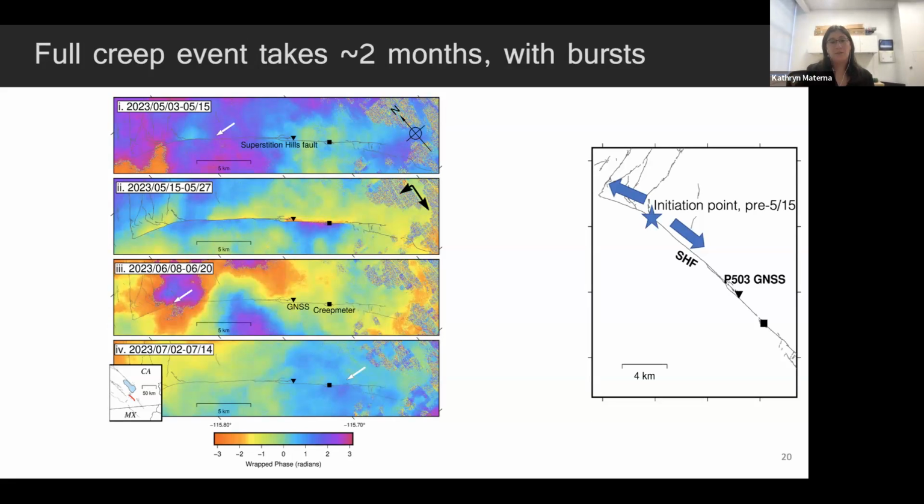It implies that it's a bit of a bursty process. And I interpret these little episodes of creep at the ends of the fault to be like an aseismic equivalent of an aftershock. And you can see on another plot why it looks like that.